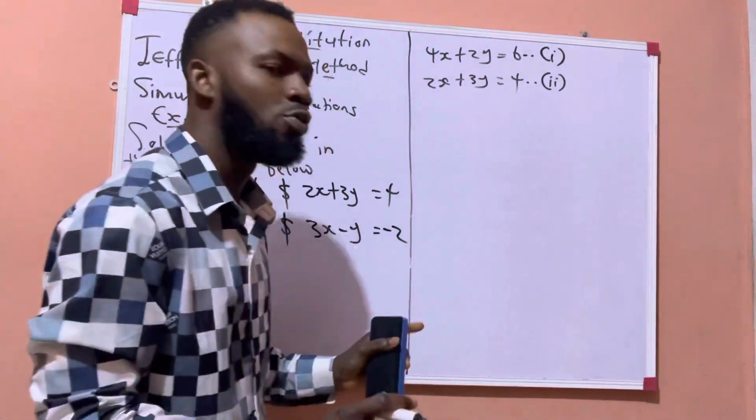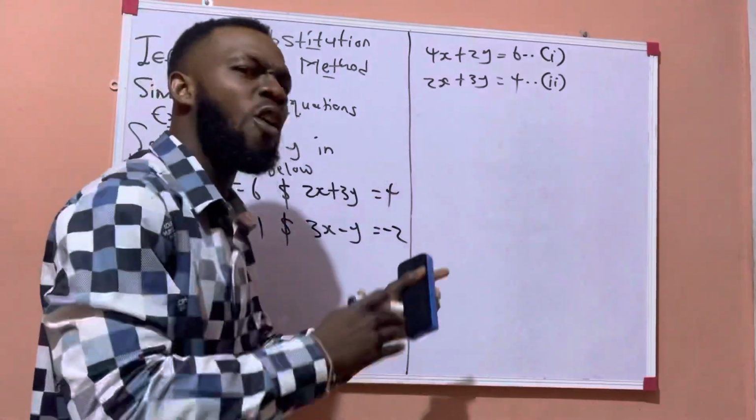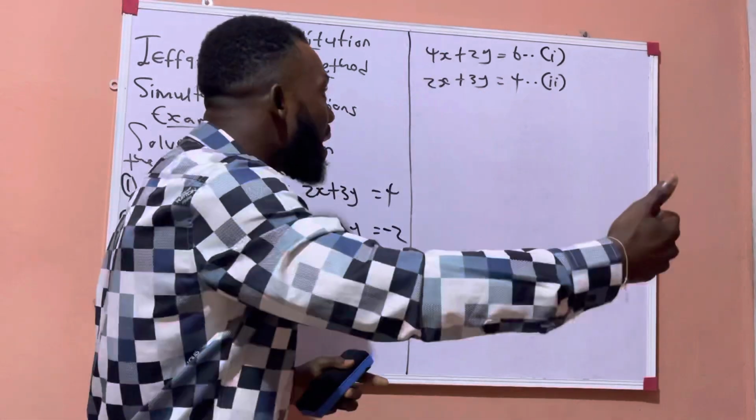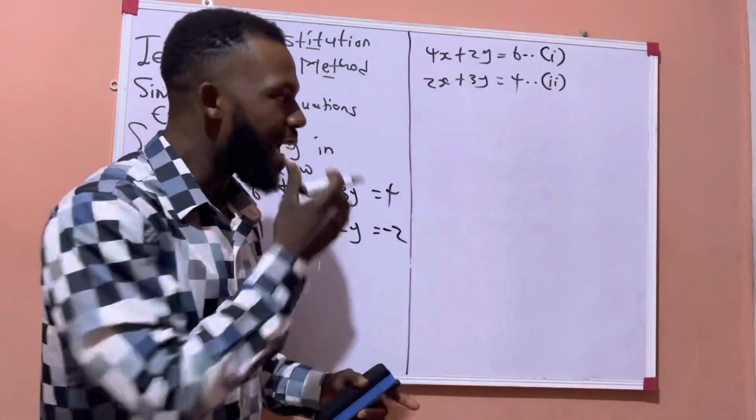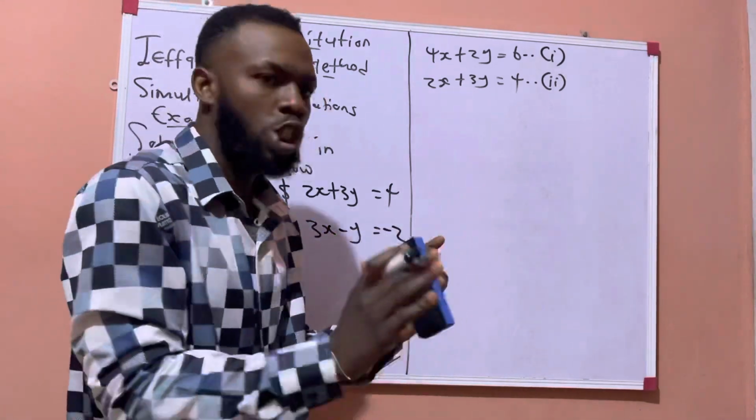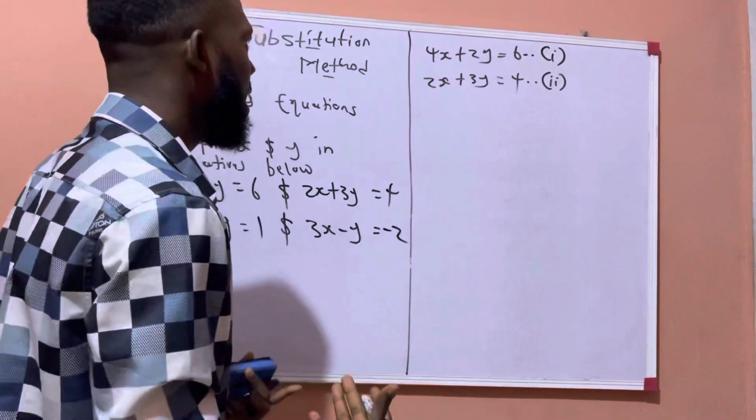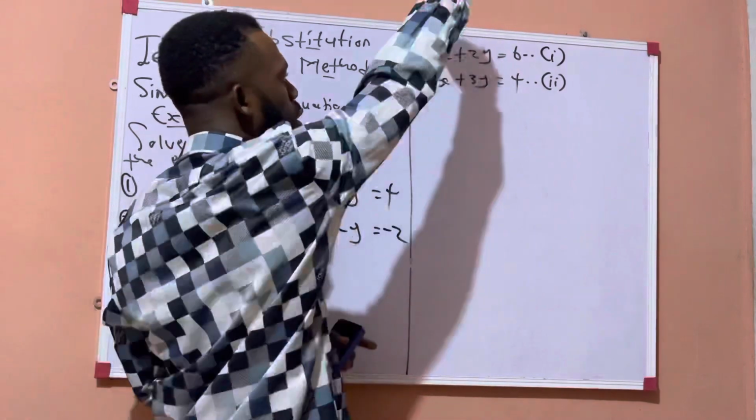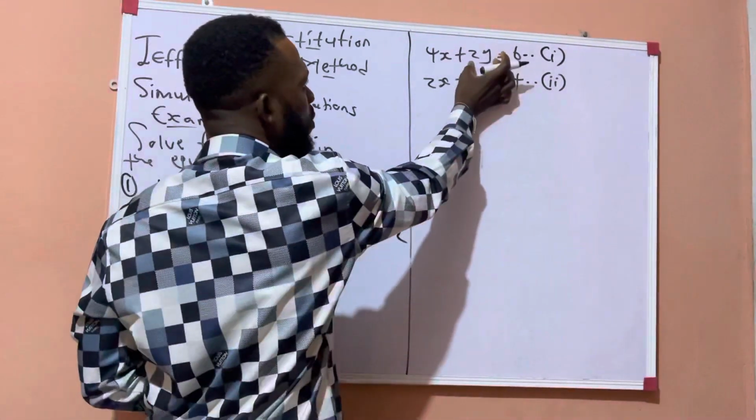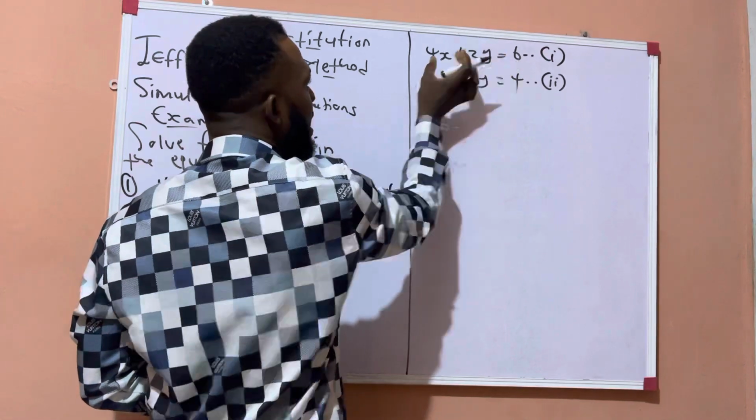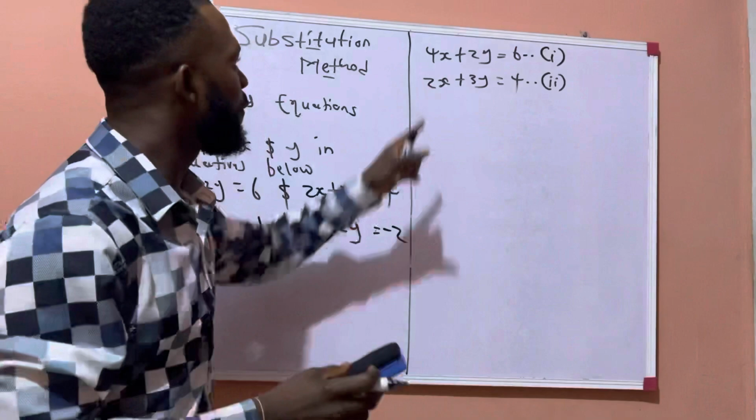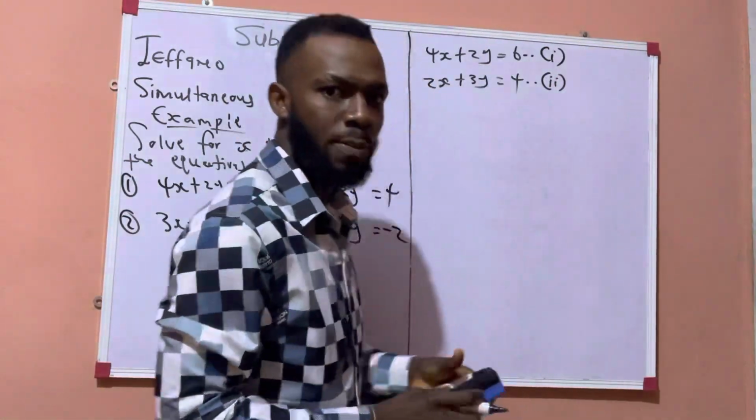Now, this is the first thing you do. Your aim is to make one of the variables the subject of the formula, either in equation 1 or in equation 2. Now, you can choose to make x the subject or you can choose to make y. It is your choice. Now, in this case, I want to make y in equation 1 the subject of the formula. Now, if I want to make y in equation 1 the subject of the formula, 4x has to go. 4x has to join the 6. Now, when 4x comes to the right hand side, it becomes minus 4x.